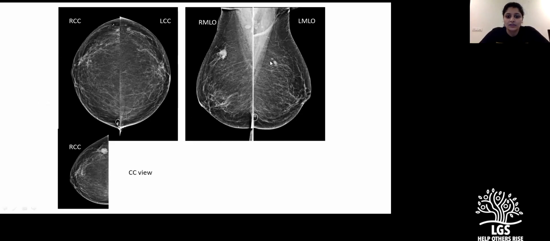And that's also seen. Is this a smaller lesion as well, ma'am, here? Yes. So this lady came with only a right lump. She had a palpable right lump.